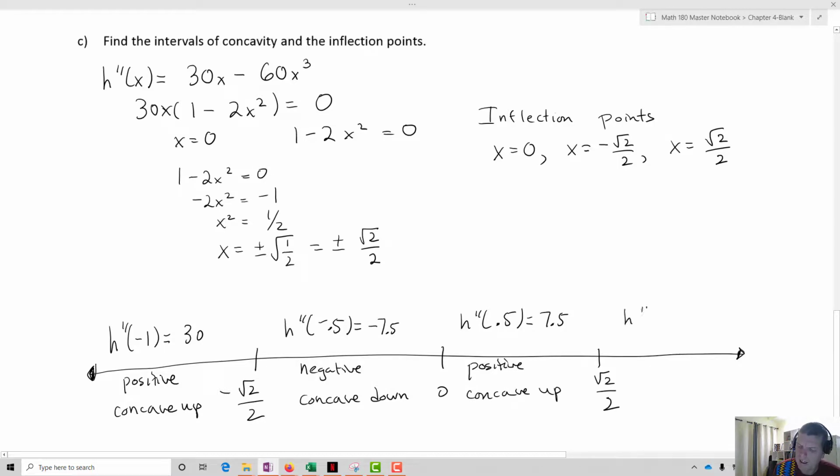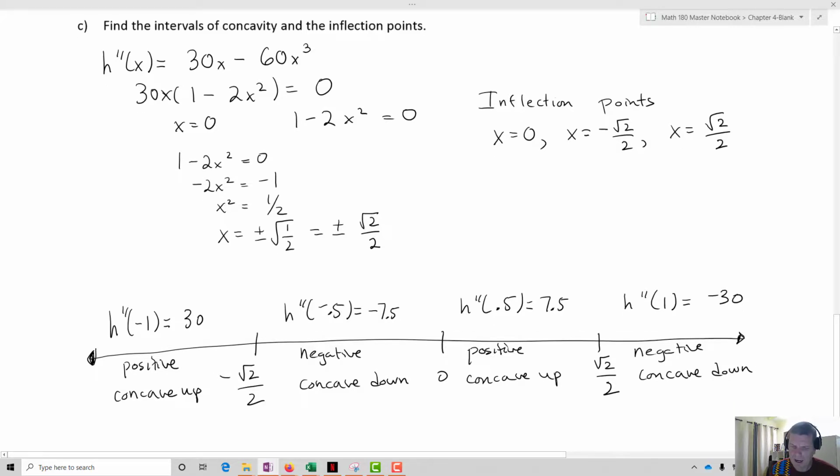And then h double prime of 1 will end up equaling negative 30. And so on this interval, we are now negative, and the function is concave down. All right, so second derivative, set it equal to 0 to find our inflection points and then test on the intervals in between. All right, so let's actually synopsize this.